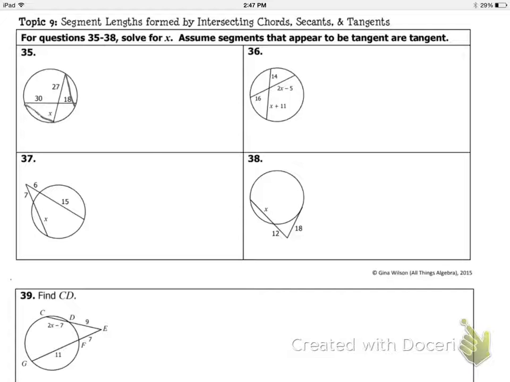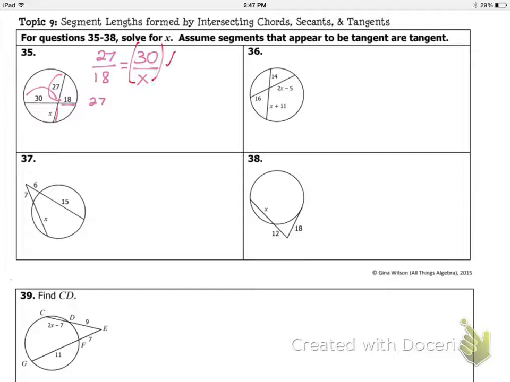Another way to think about it is if I have two triangles here, like this triangle and this triangle, those two are going to be similar triangles because, first of all, those two angles have to be the same because they're intercepting the same arc. But then also these two angles in here have to be the same because they're vertical angles. So my 18 and my x will be corresponding sides on a triangle, and so will the 27 and the 30. So if I do 27 over 18, that's going to equal 30 over x.